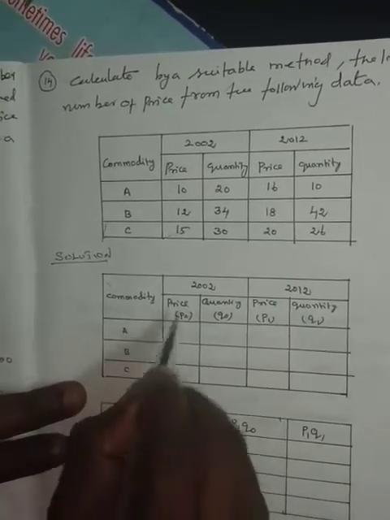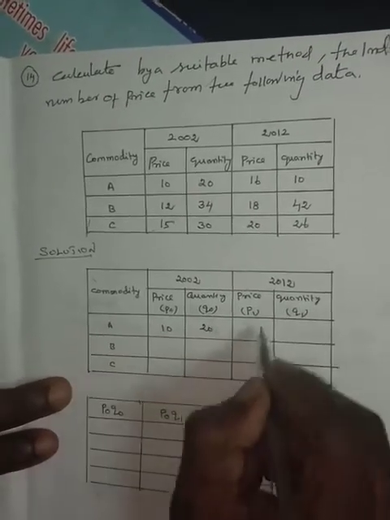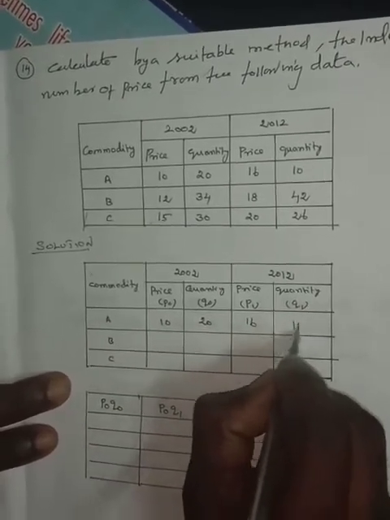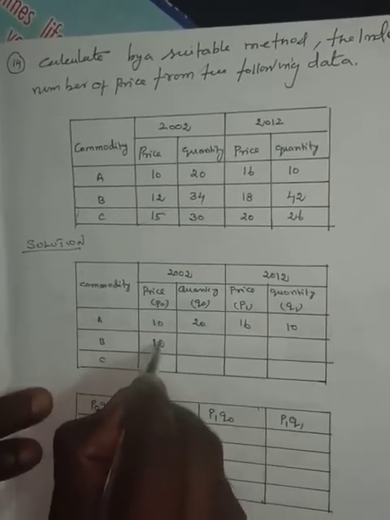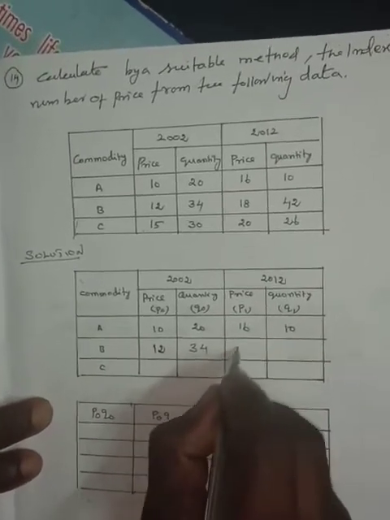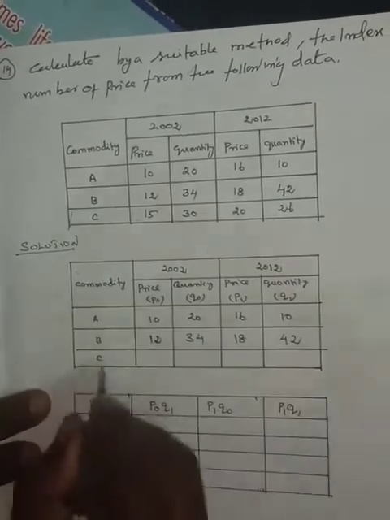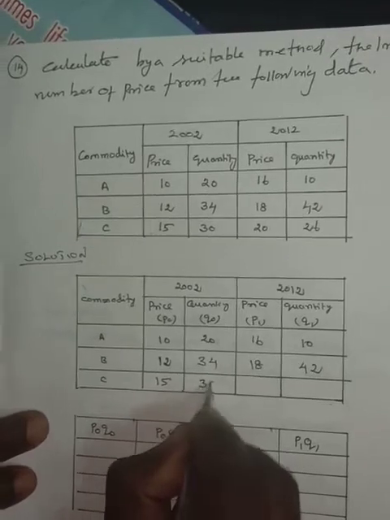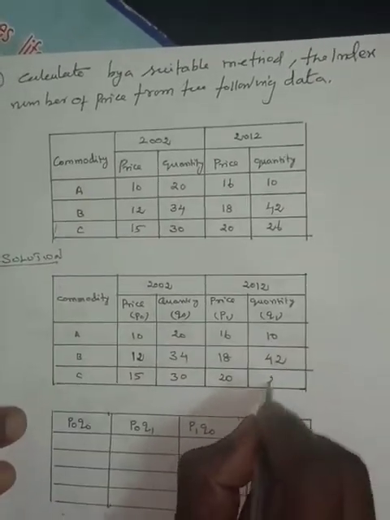A is 10, 20, 16, 10, then 12, 34, 18, 42, then 15, 30, 20, 26.